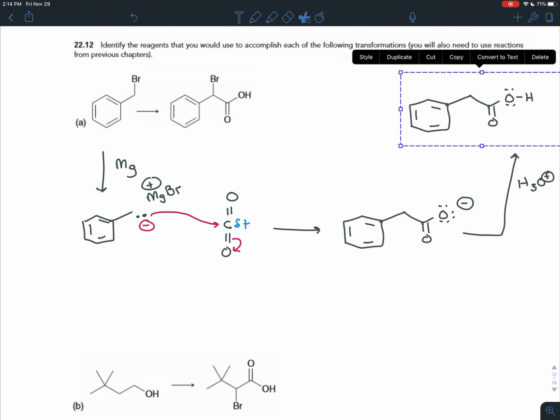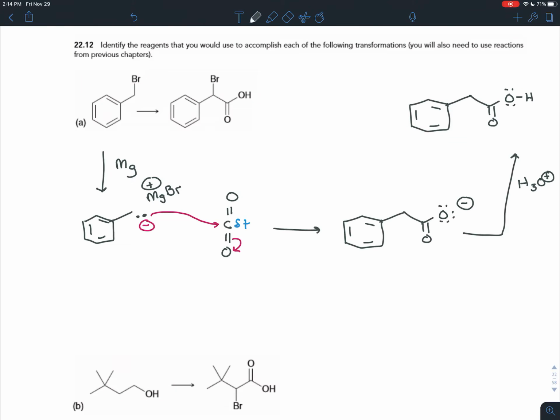And now we have a carboxylic acid with the correct number of carbons, the 2 carbons in the chain. Well, that's not all we need. We need a bromine, but notice that the bromine is attached to the alpha position. And so we could use the Hell-Volhard-Zelinsky reaction to put the bromine on the alpha carbon next to a carboxylic acid. So first Br2 mixed with PBr3, and second a water wash. And that would give you your product.